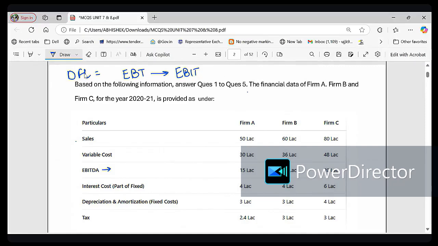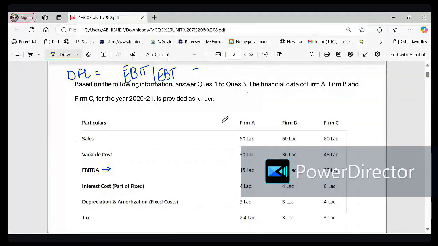So what is the formula for DFL? The formula for DFL is very simple: EBIT, earning before interest and tax, upon EBT. This is the formula for calculating the DFL. EBIT means earning before interest and tax. EBT means earning before tax. Now friends, how to calculate this EBIT and EBT? Let us calculate it step by step. I am telling you the exact procedure.